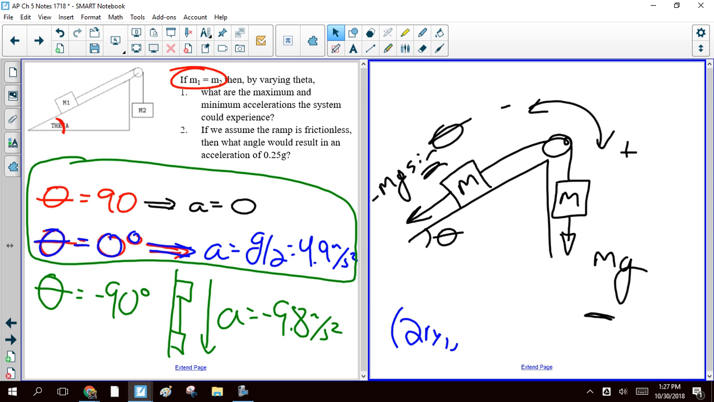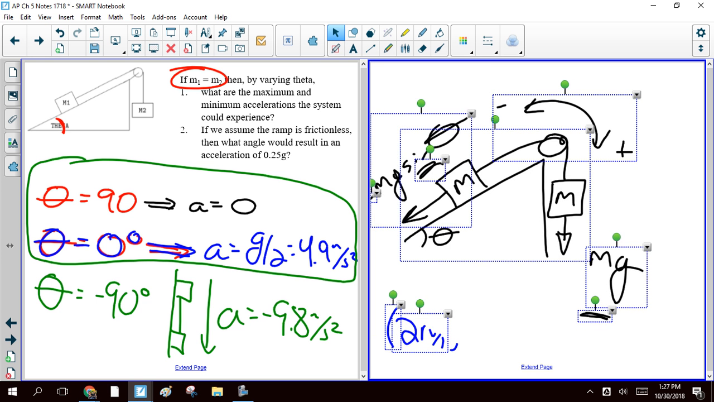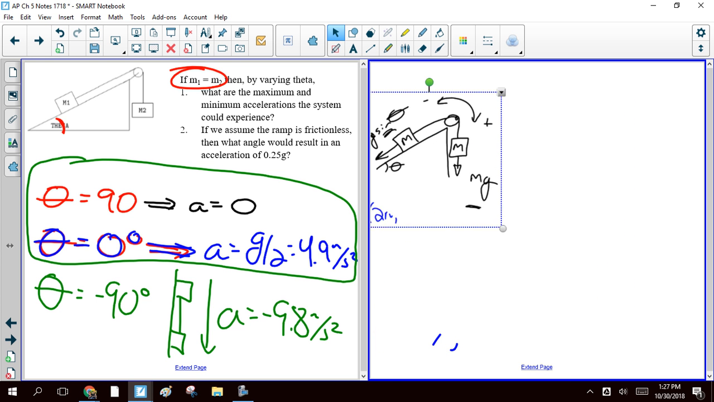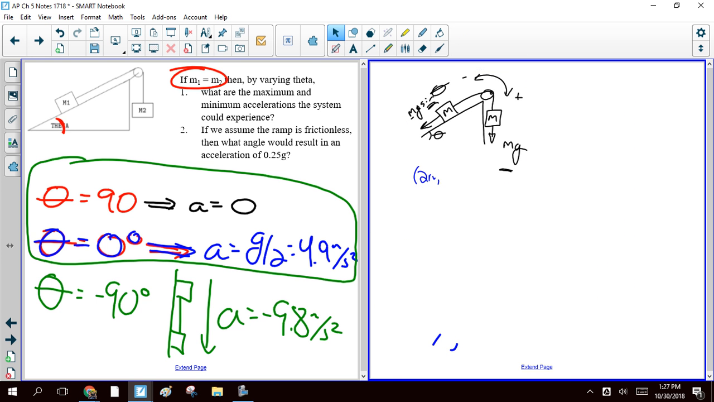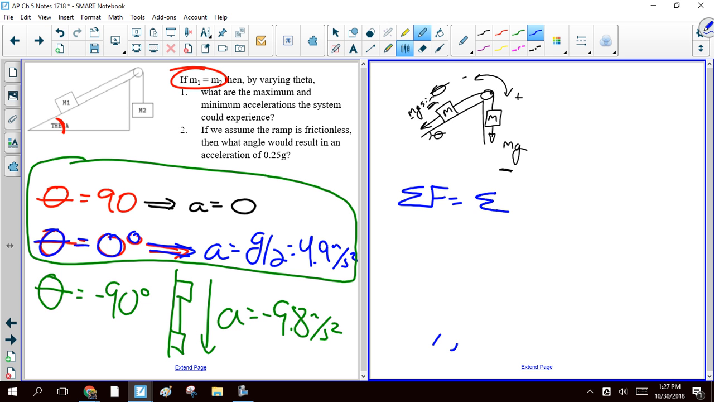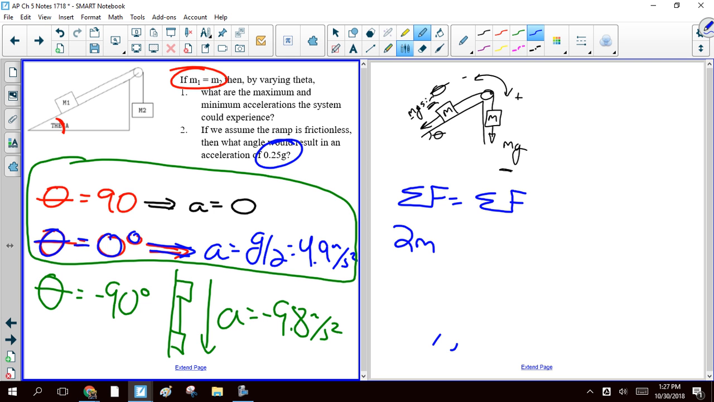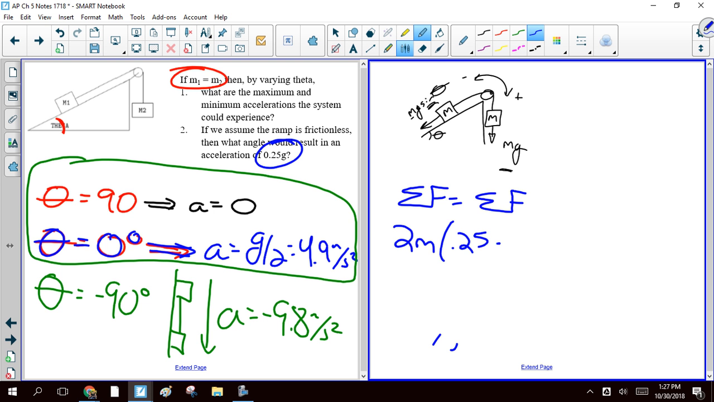So I think that we can just do net force equals net force, right? So here we go. For the whole system, net force equals net force. So the mass of the system is 2m. We want the acceleration of the system to be 0.25 g. That's got to equal our force minus our force.